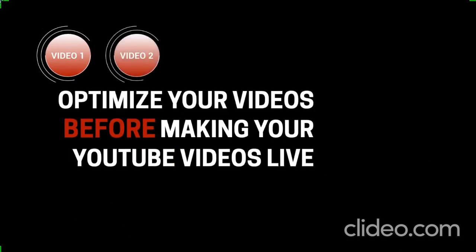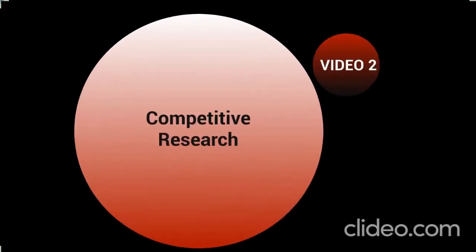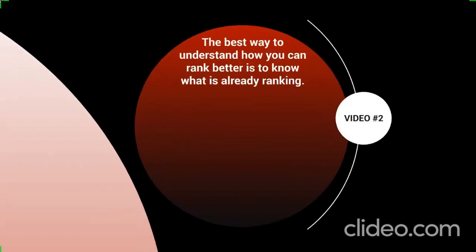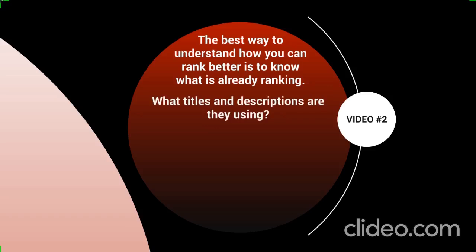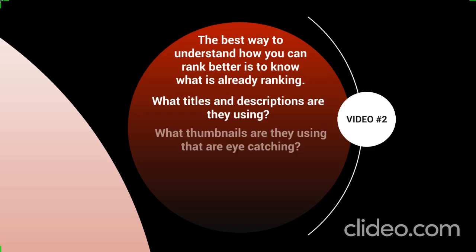Hello and welcome back. This is video number 2. So let's talk about competitive research. You see, the best way to understand how you can rank better is to know what is already ranking in your niche or your market. So what we want to do here is analyze the videos that are on the top. And I want you to specifically look at what titles, what descriptions they are using, what thumbnails they are using that are eye-catching, and what the user experience is like when you click through those videos.